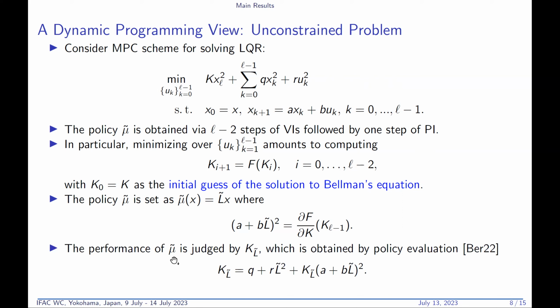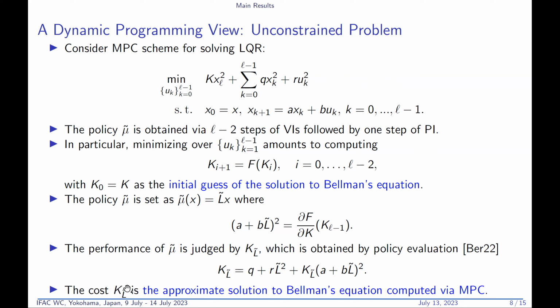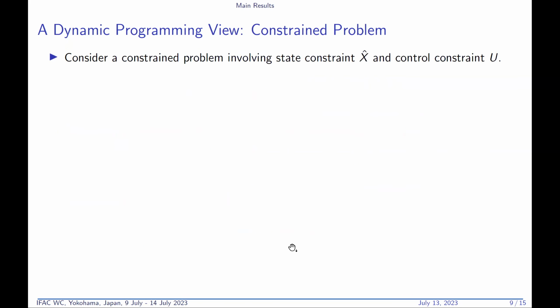The performance of mu tilde is judged by KL tilde, which is obtained by a policy iteration step. Then the cost KL tilde is the approximate solution to Bellman's equation computed via MPC.